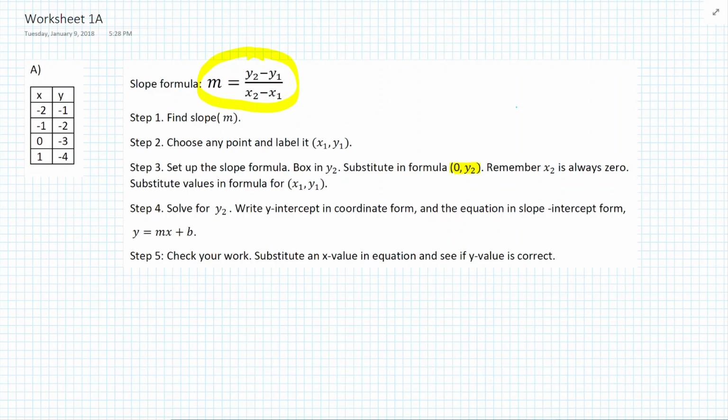So let's get started with step 1. Find the slope. Slope is equal to y2 minus y1 over x2 minus x1. We need to choose 2 points from the table. I'm going to choose the top 2.